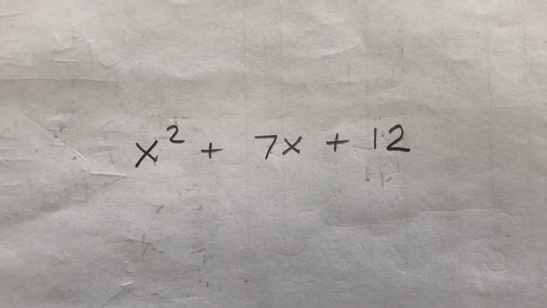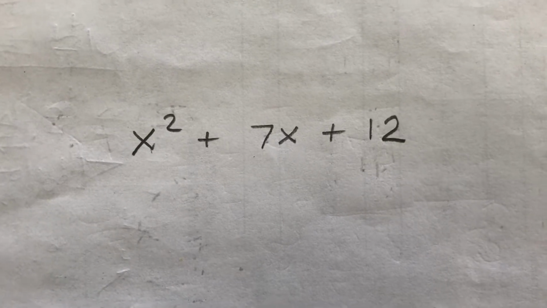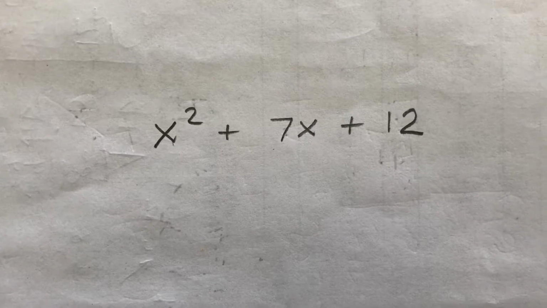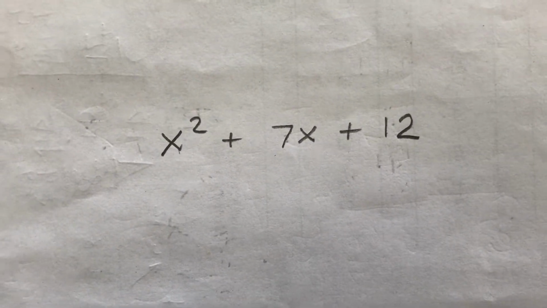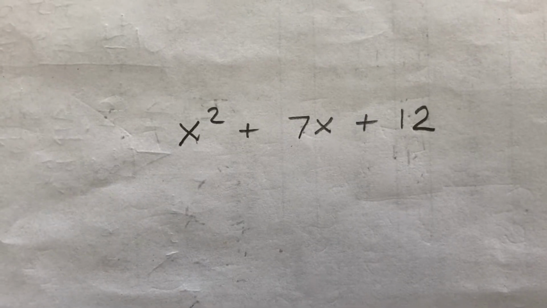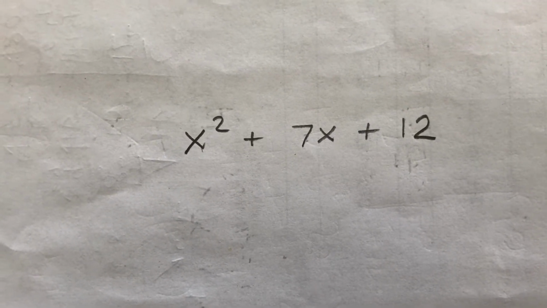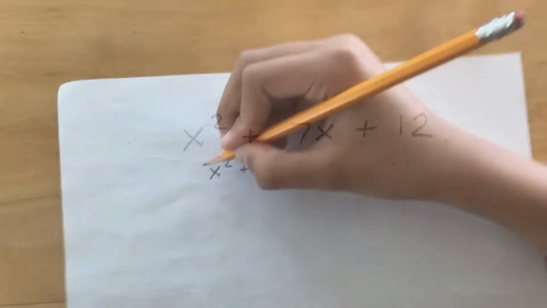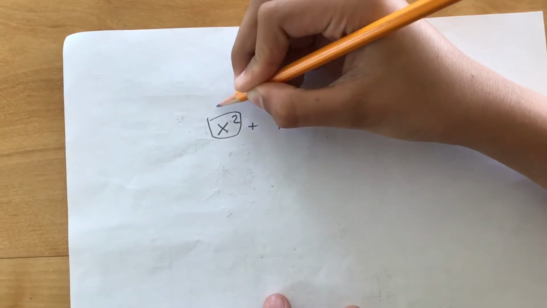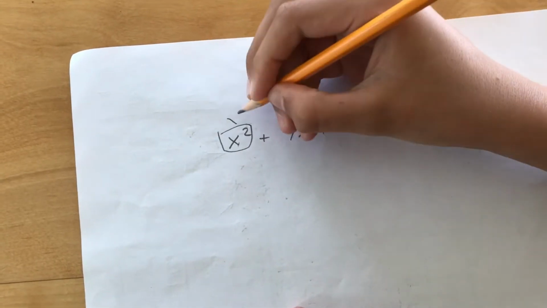We have a trinomial, x squared plus 7x plus 12. We want to factor that into the product of two binomials. Consider this is an area, so I would like for you to look at the first and third terms and put a box around the x squared and the positive 12. Just do that and put a box around the positive 12.